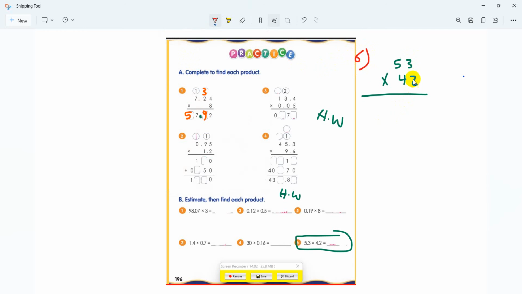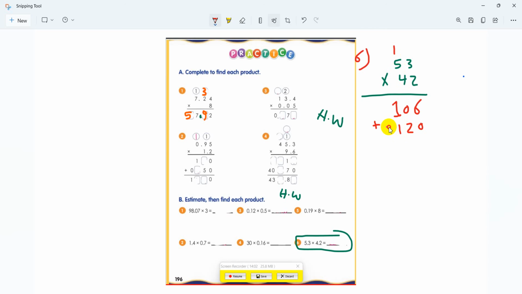Let's multiply by 2 from the beginning, from the right side. 2 multiplied by 3 equals 6. Then 2 multiplied by 5 equals 10. We put the 10. Then we write the plus sign here. Then we put a 0 in the ones place because of the 4 in the tens place. 4 multiplied by 3 equals 12. We put 2 and carry up 1. Then 4 multiplied by 5 equals 20. 20 plus 1 equals 21.